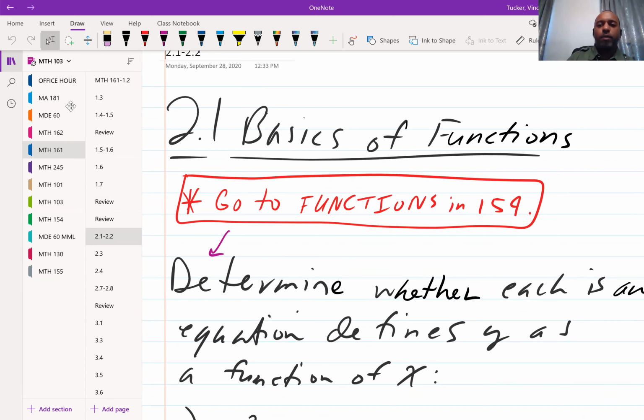All right, so don't copy that red box. The red box is notes for me. So we're looking at bases of functions. We're gonna go to another notes page that has this other stuff on.